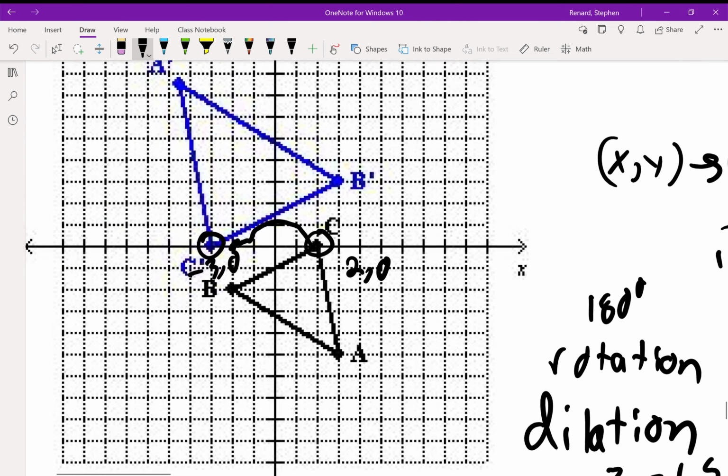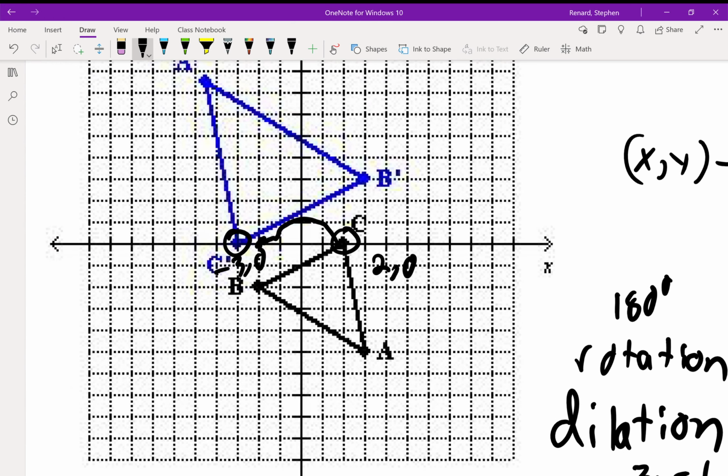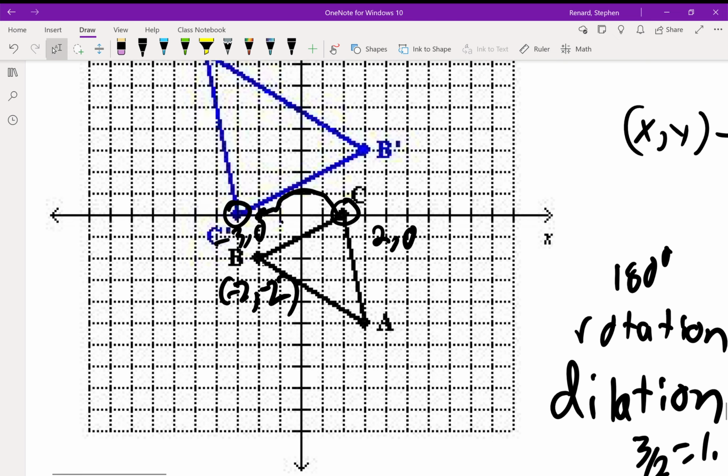So let's see if that works for B. B, we go over 2, down 2, so we start off at (-2, -2). A 180-degree rotation is going to take me to (2, 2). And then a 1.5 dilation is going to take me to (3, 3), which is where B prime is.